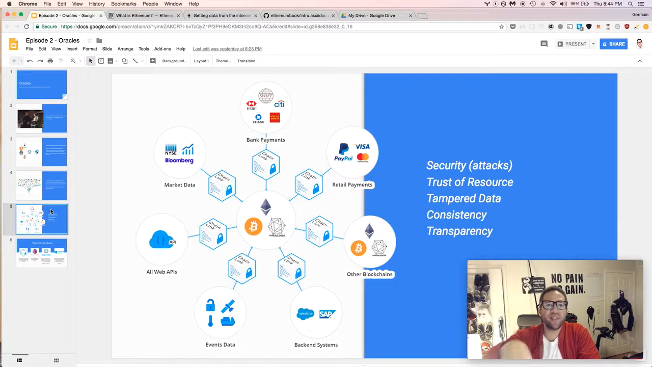Here you're seeing a diagram with Chainlink. Chainlink is a very popular solution to this, and they connect with all these third-party vendors. Here you have PayPal, Visa, all these banks, market data. It can even connect with web APIs or backend systems and bring all this back to the blockchain. So this is really cool, right?